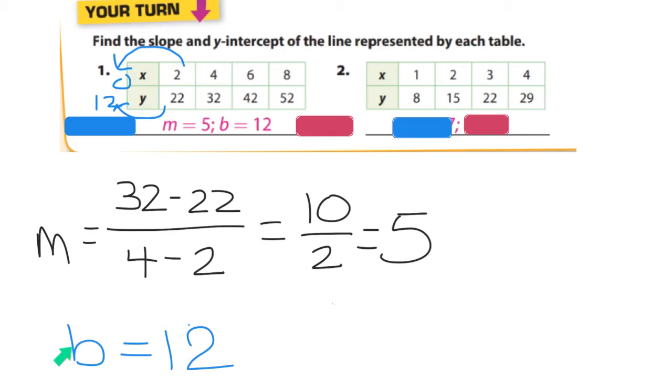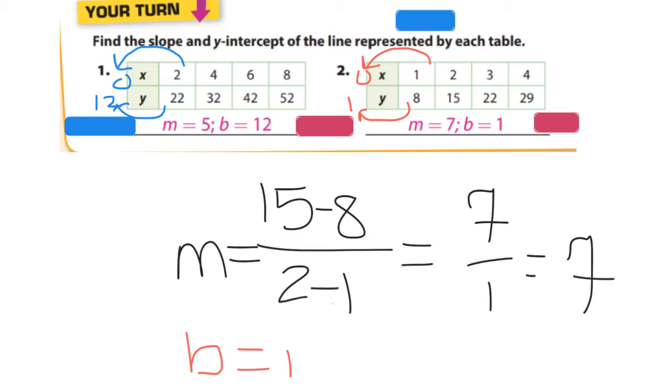For your y-intercept, as I stated before, x's are going up by 2. So if you go down by 2, 2 minus 2, you get 0. X should be 0 to find your y-intercept. As stated before, the y's are going up by 10. So if you decrease 10, 22 minus 10 would give you 12. Therefore, your intercept is 12. So you try problem number 2 now. Again, pause, try it, check your answer.